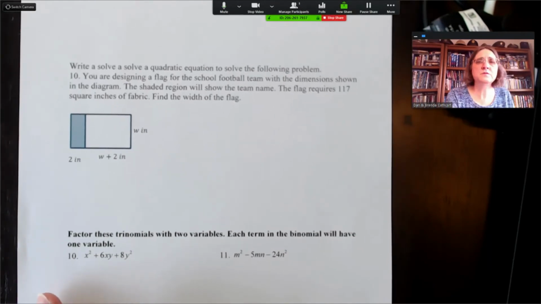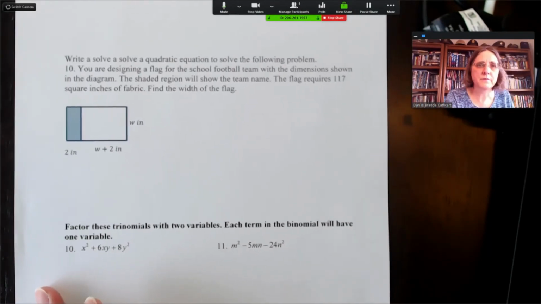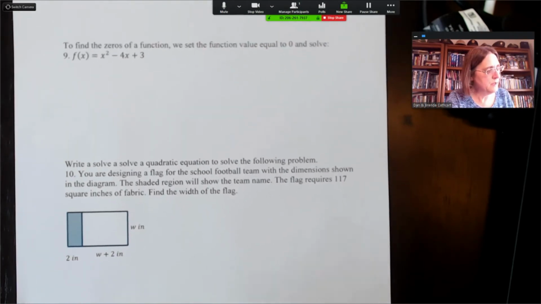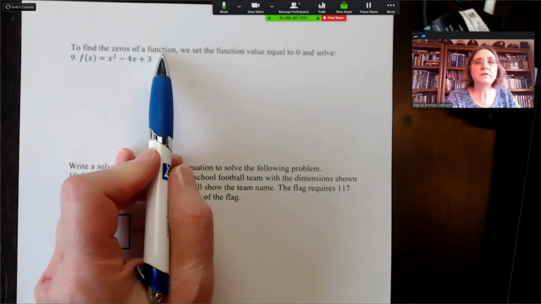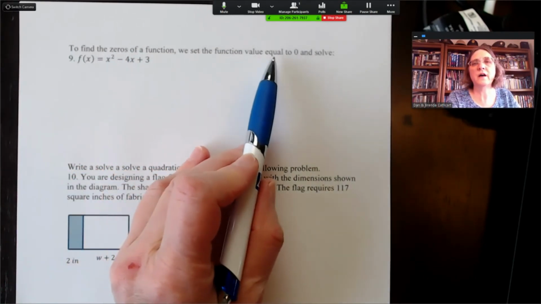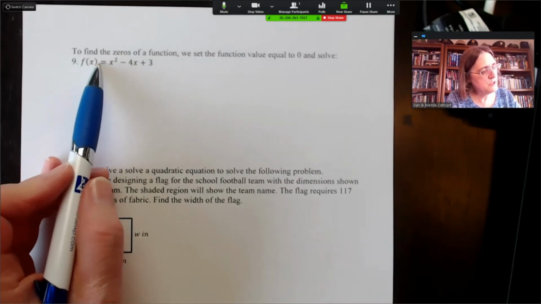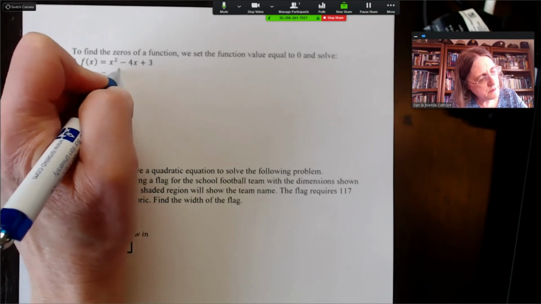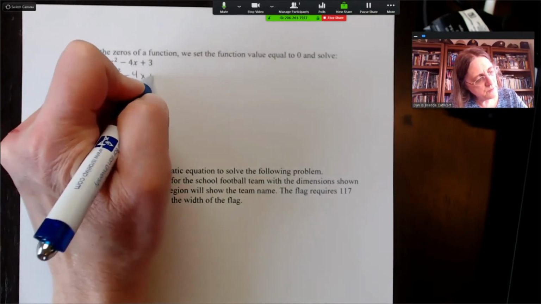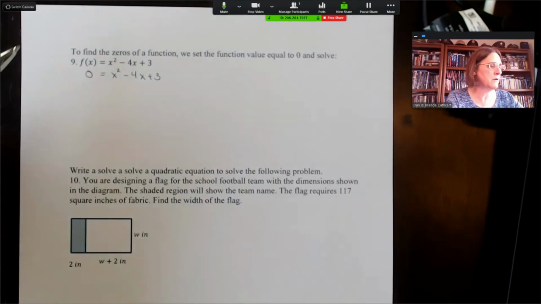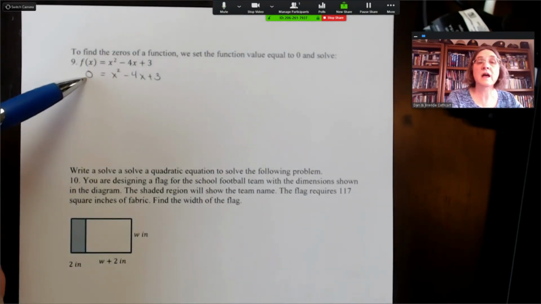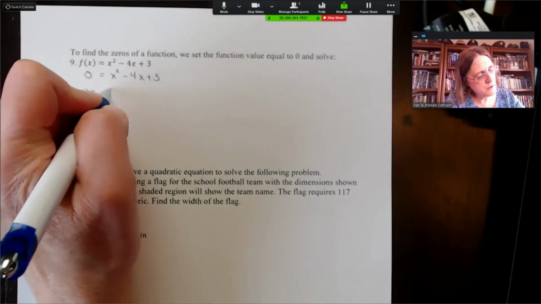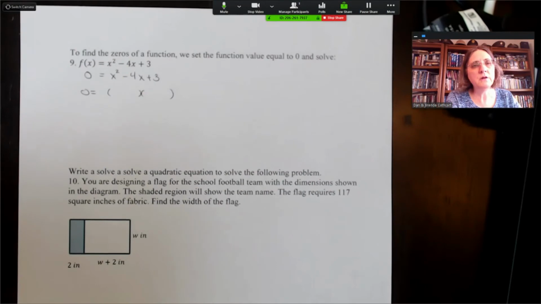Another example. This one is more just vocabulary. Here we go. Vocabulary. It says to find the zeros of a function, we set the function value equal to 0. So our function is f of x. We're going to set f of x equal to 0. So we have x squared minus 4x plus 3 equals 0. All I did was put the f of x as 0. Now we're going to factor it just like we did before. We have a trinomial, so let's break it up into two binomials.